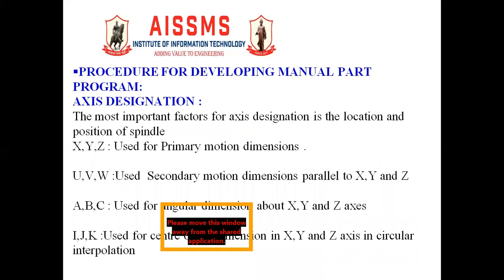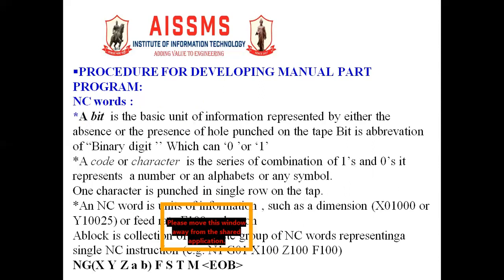Then another is axis designations. X, Y, Z is generally used for the primary motion. U, V, W for secondary motion parallel to X, Y, Z. ABC is generally used for the angular dimension. IJK is nothing but the center offset dimension in the X, Y, Z axes in circular interpolation. There are two types of interpolation. One is straight interpolation, called linear interpolation. Another is circular interpolation, and generally IJK is used for circular interpolation.